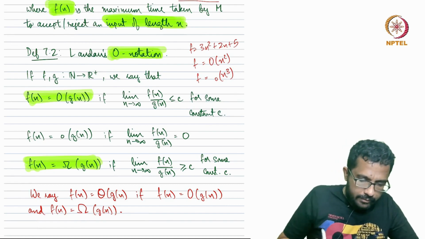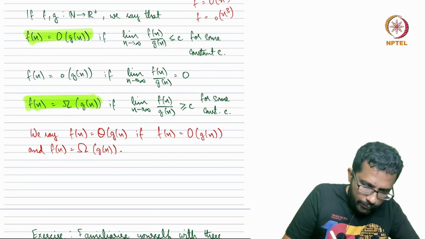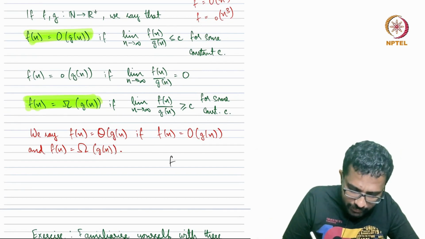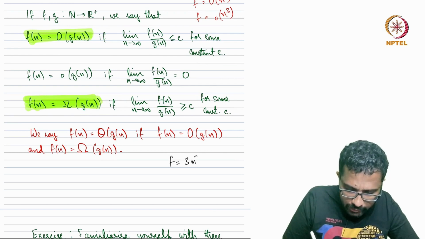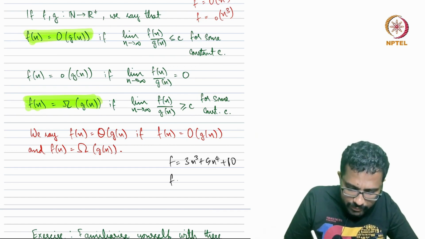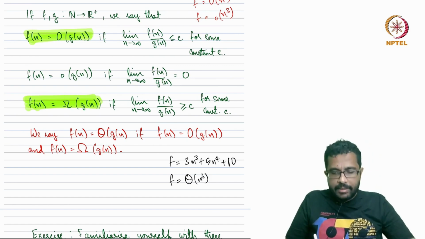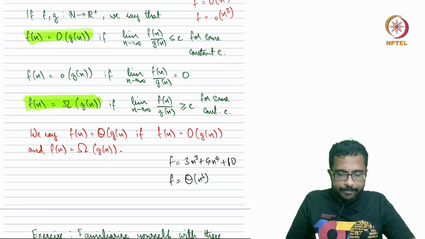So for example, if you consider, let's say, f is 3n cubed plus 5n power 4 plus 10, you can see that f is equal to theta of n cubed. You can both upper bound this by n cubed and lower bound this by n cubed, so I will leave it as an exercise.